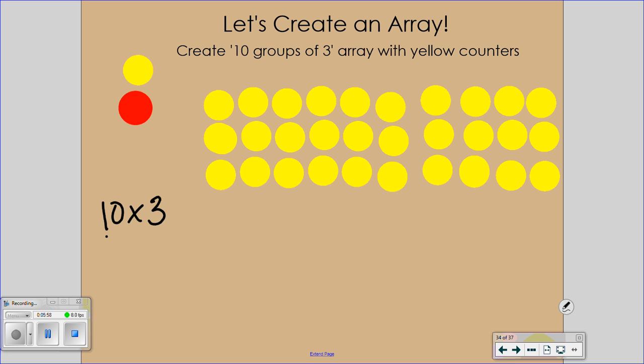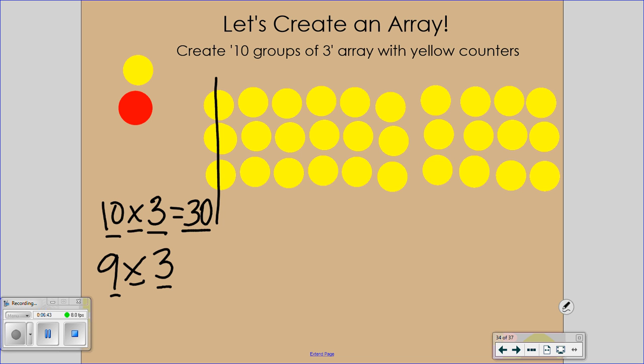This is 10 groups of 3. To make that a 9 by 3, I need 9 groups of 3. I'm taking away one group of 3. Take away one group of 3 if you've made your array. Georgiana? What is 10 times 3? What's the product of 10 times 3, Dylan? 30.